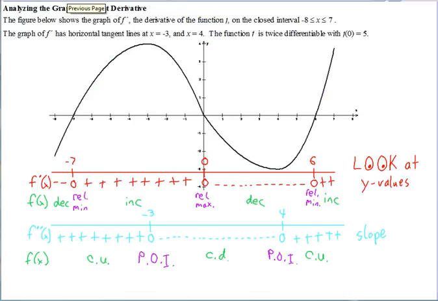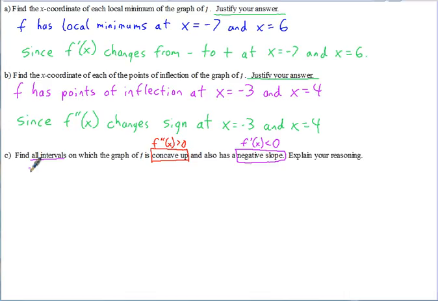So first derivative negative, second derivative positive, that's our first interval. Except notice it doesn't go to negative infinity. We've just got the closed interval from negative 8 to 7. So we don't know what's happening to the left of negative 8. So it would start at negative 8, and you can see it stops at 7, where the first derivative is negative and the second derivative is positive. Because after negative 7, the first derivative changes to be positive. So negative 8 to negative 7 would be our first interval. So we can say f is concave up with a negative slope.